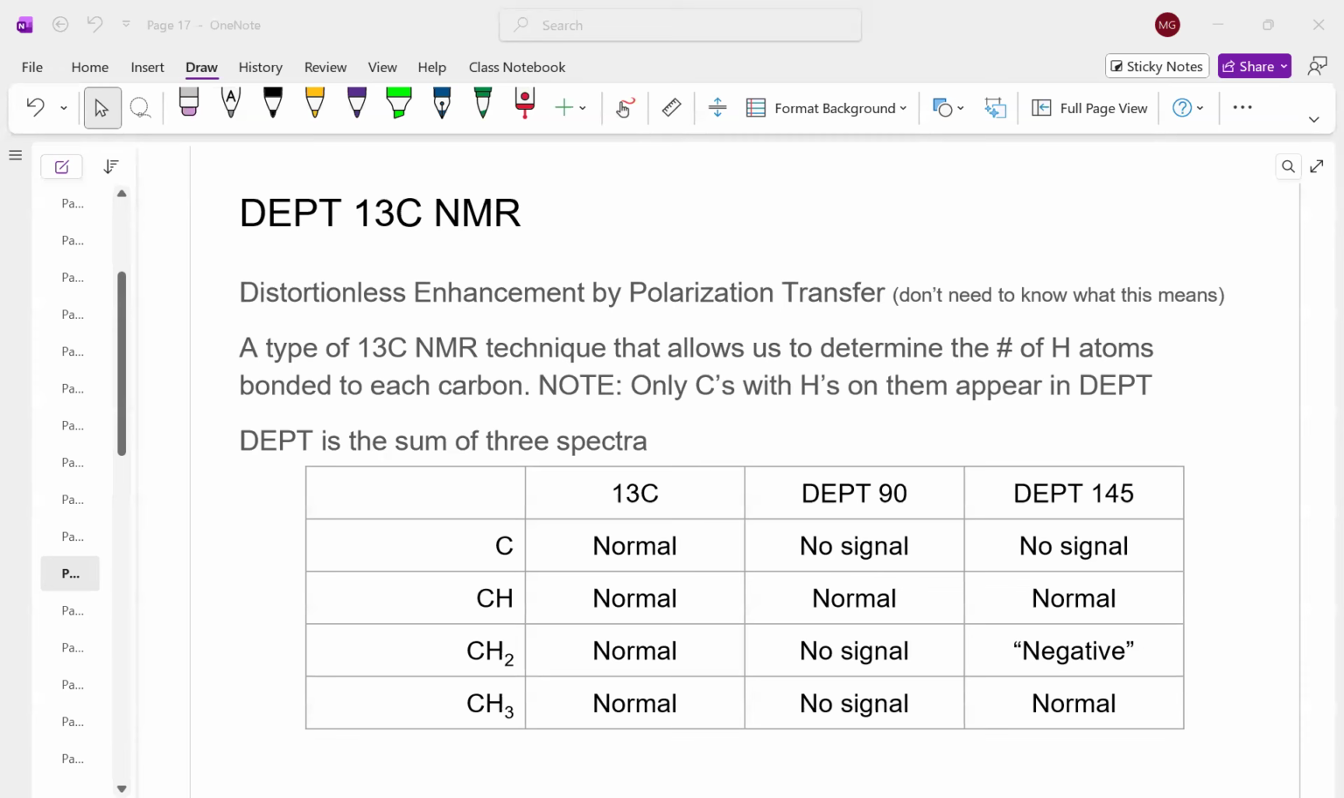All right, we're going to wrap up our discussion of carbon NMR. And I want to end by talking about a special type of carbon NMR called DEPT. As I said, it's a kind of unique type of NMR. It stands for distortionless enhancement by polarization transfer. You don't need to know what this means, but it's a type of carbon NMR technique that allows us to determine the number of hydrogens bonded to each carbon.